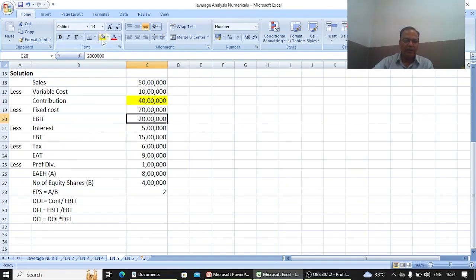Now, degree of financial leverage, EBIT divided by EBT. It will be 20 by 15, 1.33. Degree of combined leverage will be 40 by 15, 2.67.